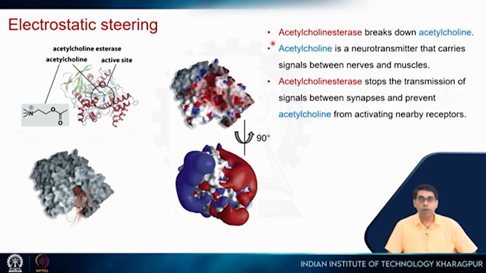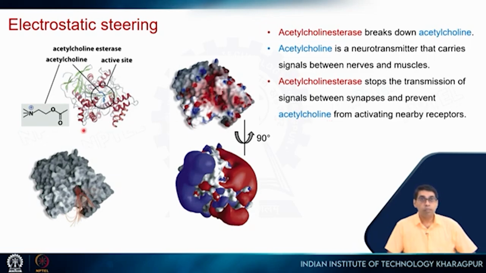So, this is an enzyme called acetylcholine esterase. What it does is it breaks down acetylcholine. So, that is acetylcholine. Acetylcholine is a very important molecule. It is a neurotransmitter that carries signals between nerves and muscles. So, whenever we are doing something, this is one of the molecules that results in this signaling event, right. So, acetylcholine esterase breaks down acetylcholine, which means that it stops the transmission of this signal between the synapses, right. So, the two nerve endings on the joint where two nerves meet, and it prevents acetylcholine from activating nearby receptors, right. So, acetylcholine esterase is a very important enzyme.